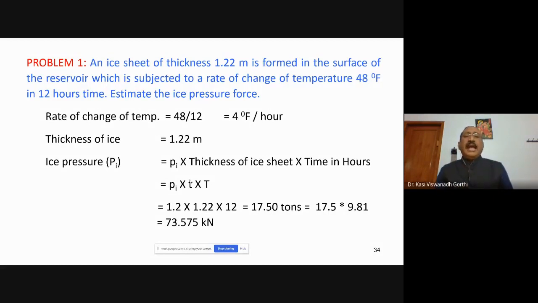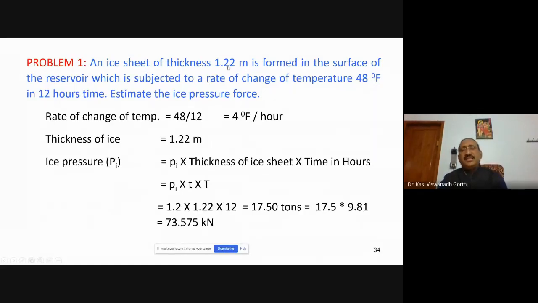Problem number 1. An ice sheet of thickness 1.22 meters is formed on the surface of the reservoir, which is subjected to a rate of change of temperature of 48 degrees Fahrenheit in 12 hours time. Estimate the ice pressure force. This is what is given. Rate of change of temperature can be calculated based on the value given, 48 degrees Fahrenheit in 12 hours. So the rate of change in 1 hour, how much is it changing? 48 by 12. 4 degrees Fahrenheit per hour is the rate of change of temperature.